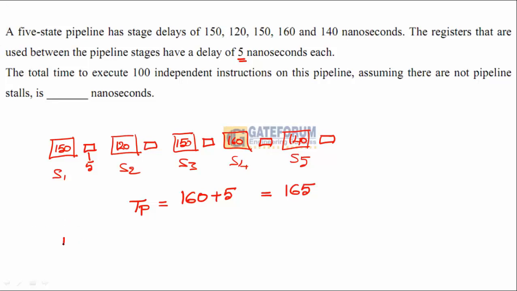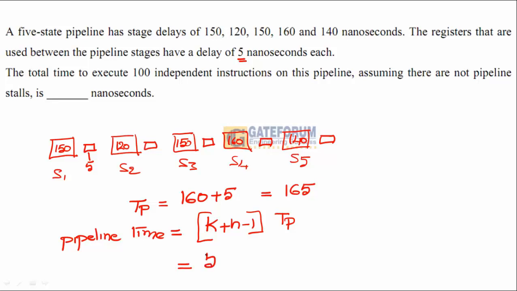Now, how to calculate the pipeline time? Now we need to calculate the total pipeline time. Total pipeline time is equal to (K plus N minus 1) into TP. What is K? K is the number of segments. The number of segments is equal to 5. Plus, what is N? N is the total instructions, the number of tasks that are getting executed within the pipeline. That is 100, minus 1, into TP.